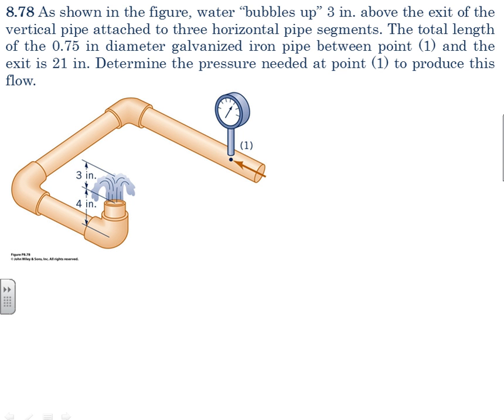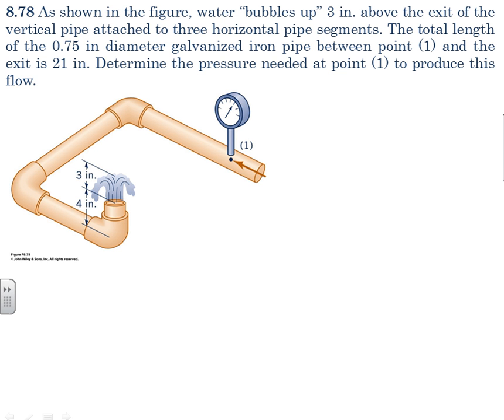Problem 878 says, as shown in the figure, water bubbles up 3 inches above the exit of a vertical pipe attached to 3 horizontal pipe segments. The total length of the 0.75 inch diameter galvanized pipe between point 1 and the exit is 21 inches. Determine the pressure needed at point 1 to produce this flow.